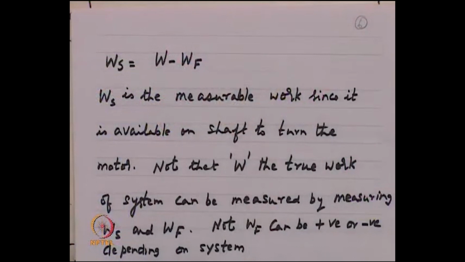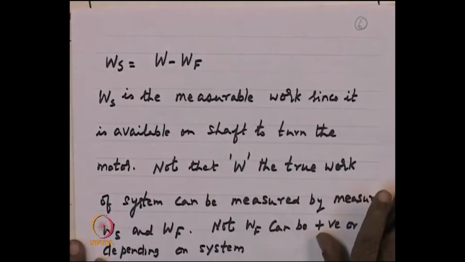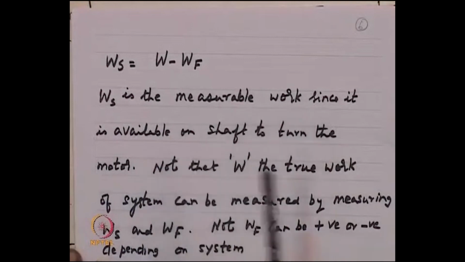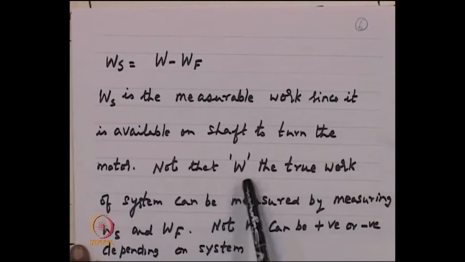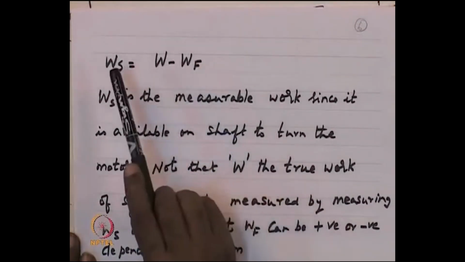Let me just go through this once again. W s is the measurable work, since it is available on the shaft. That means we can actually put in our measuring systems and measure W s. Okay. So, that is why it is a measurable quantity, and this W, which is the true work, can be measured only by measuring W f and W s.